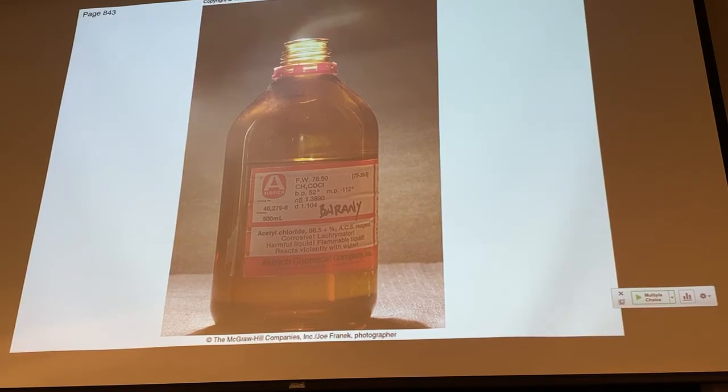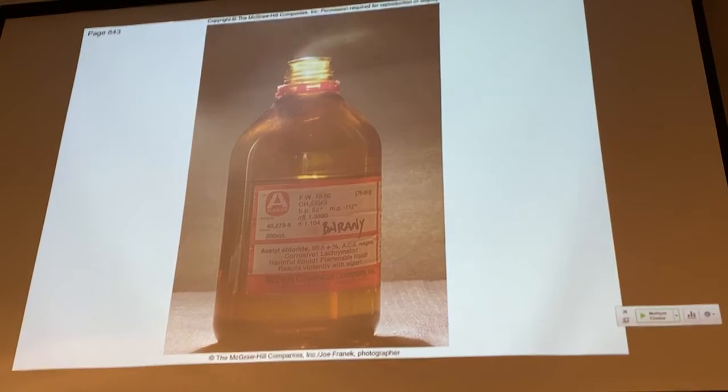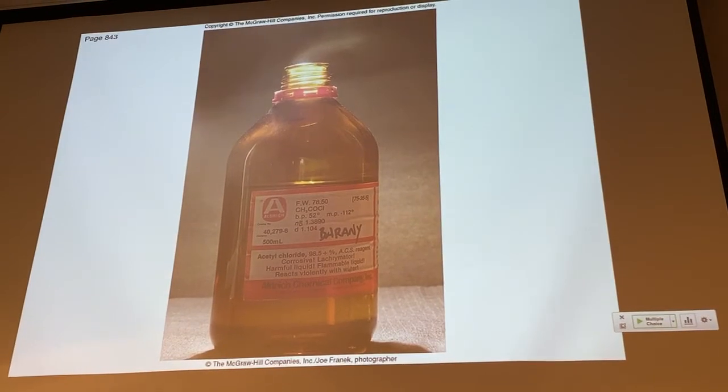All air has water present. So if you expose an acid chloride to the air, it's going to start reacting with the water in the air to produce the carboxylic acid and the HCl. Right? You don't just put pyridine in the bottle, so you're just giving off that HCl. And there it is right there.